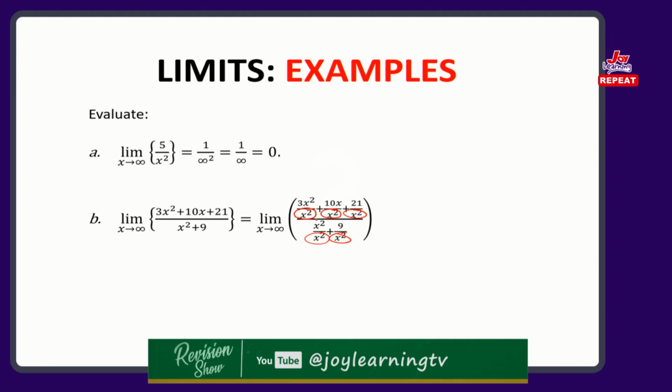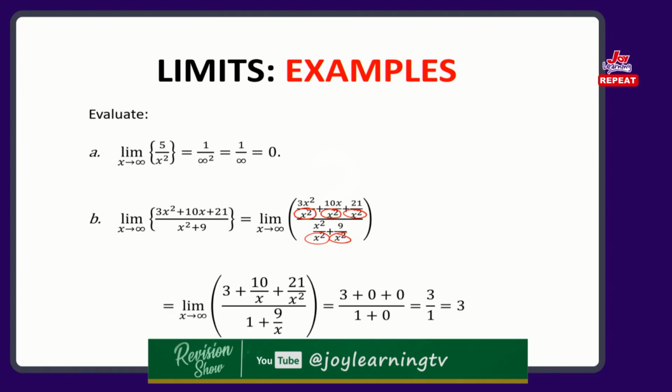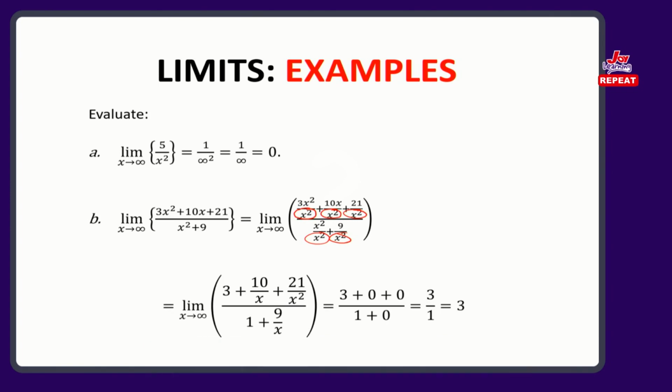Always divide it by the highest power of the variable. So if it was x to the power 3 and it was the highest, I'll divide each term by that. If I divide it as I have, then I would have 3x squared divided by x squared to give me 3, because the x squared would divide out. 10x divided by x squared would give me 10 on x, and 21 divided by x squared would give me 21 on x squared. At the denominator, I'll have x squared divided by x squared, which is 1, and then 9 divided by x squared, which will give me actually 9 on x squared, not x there.